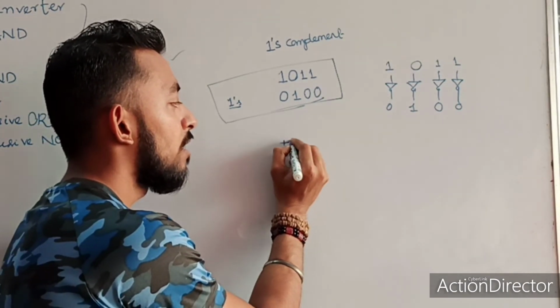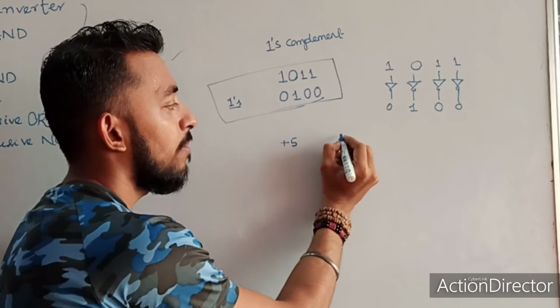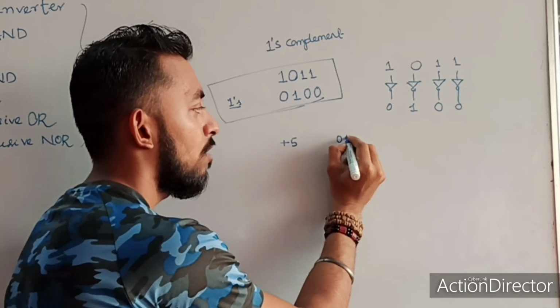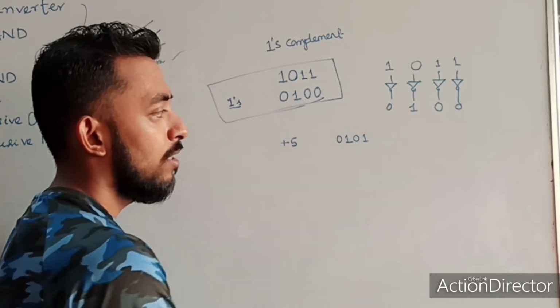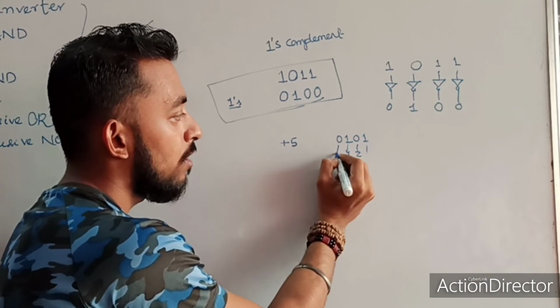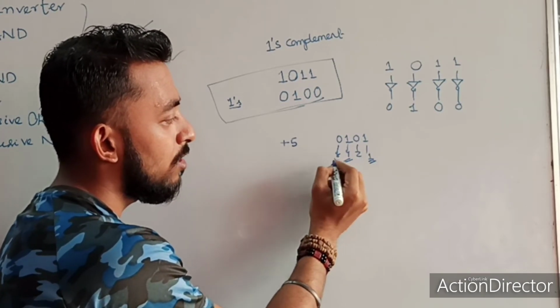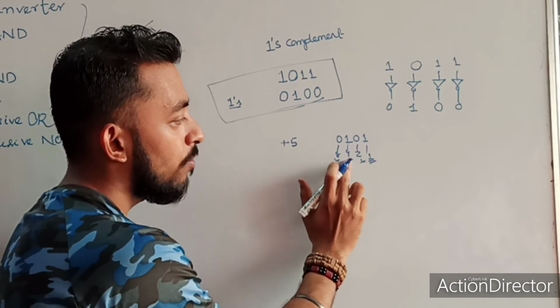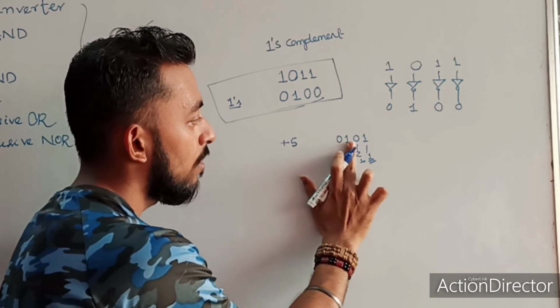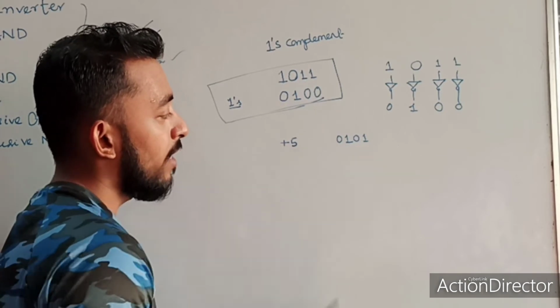So let's take this as 5. How can I write this 5 in terms of 4 bits? This is nothing but 0101. This is the representation of 5. You see, this is value 4, this is 2, this is 8, this is 1. So I only have to add this 4 and this 1, because the others are 0. Then 4 plus 1 is nothing but 5. This is the representation of plus 5 in binary.